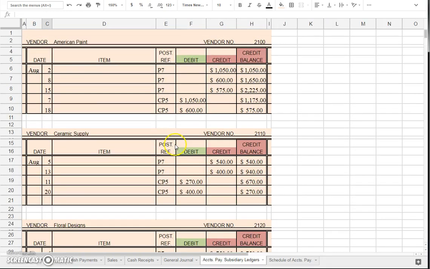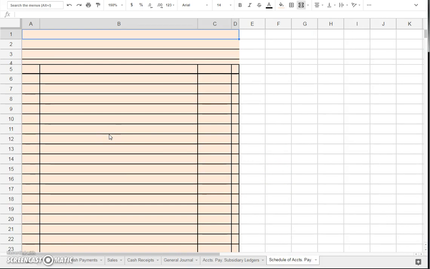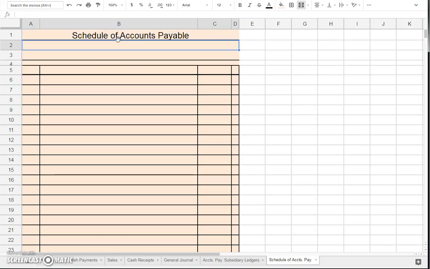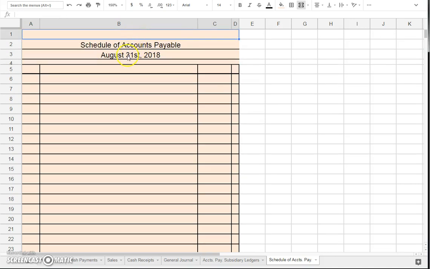All right. Finally, last but not least, we have to do a schedule of accounts payable. Schedule of accounts payable is just simply a list. So up at the top, you're going to say this is a schedule of accounts payable. You're going to put the date that you created this. Since we're in the month of August, you are going to put August 31st, 2018. And then the name of the company goes right here.